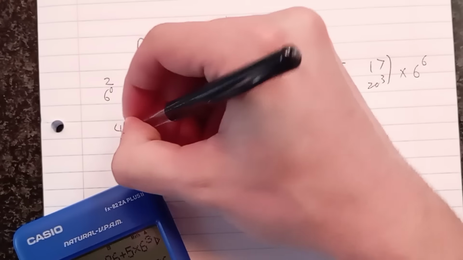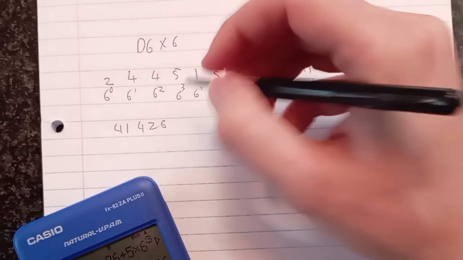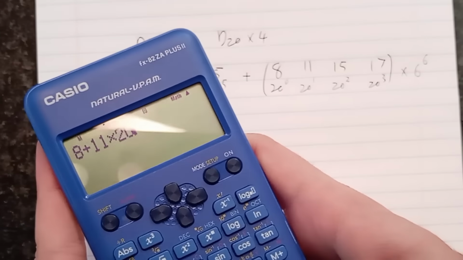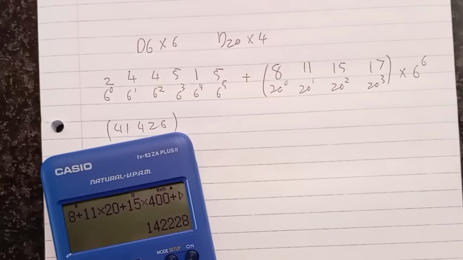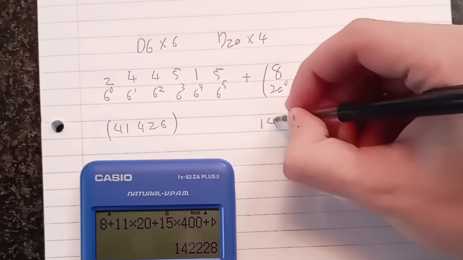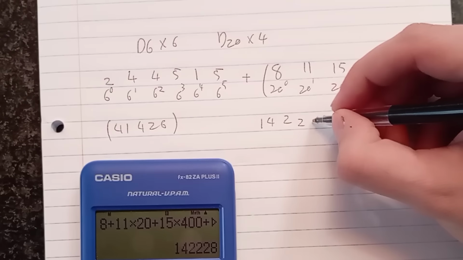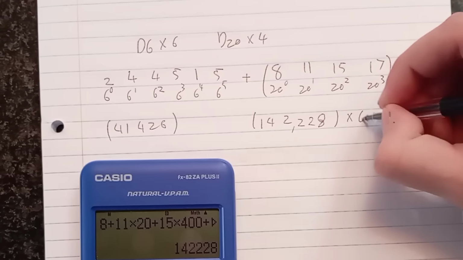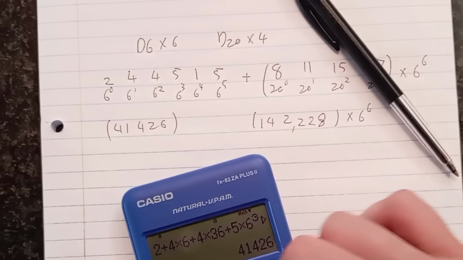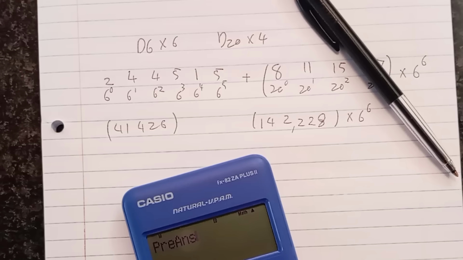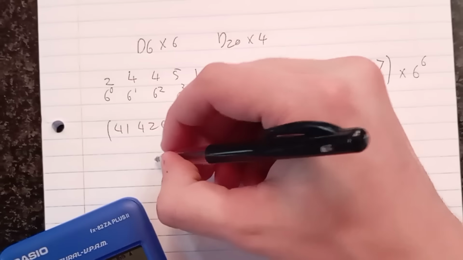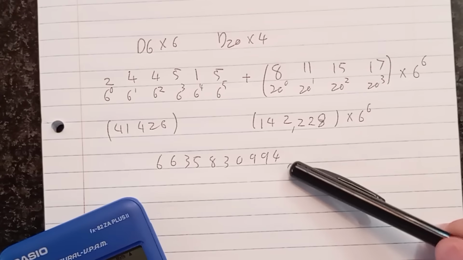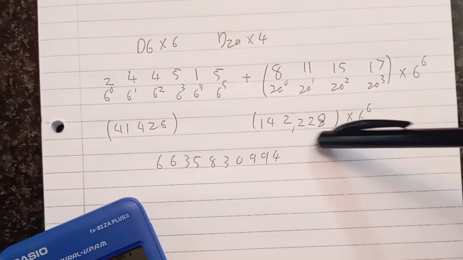This number, 41,426, is the first part. And this number is the second part, 142,228. After multiplying these, I'll just be using the previous answer. After adding these up, we would get our password in base 10. Now this sucks, because we don't want a password that is only base 10.